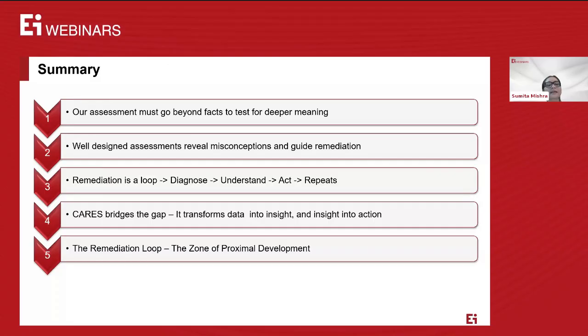So then again, CARES bridges the gap between traditional assessments and what we are trying to achieve by way of students learning with real understanding, because it transforms the data that you get into insights and then insights into action. And finally, we talked about how the remediation loop can best be tackled if it is within the zone of proximal development, that zone for children where, if they are given adequate guidance, they are able to master higher level concepts as well.